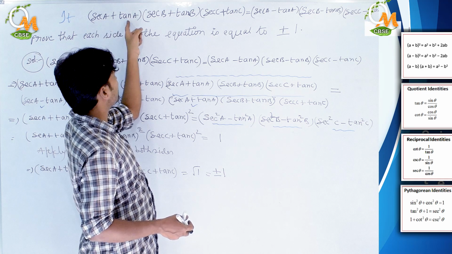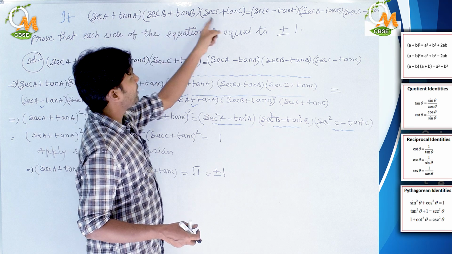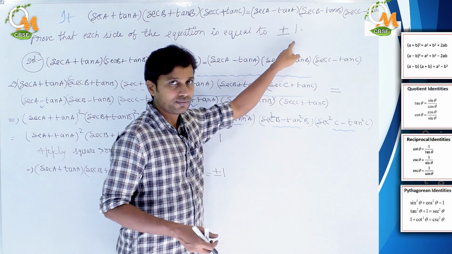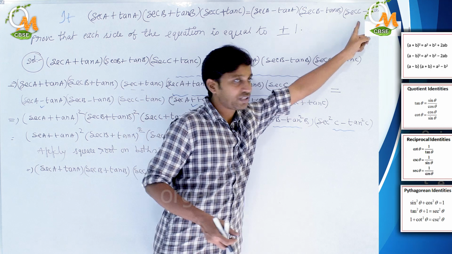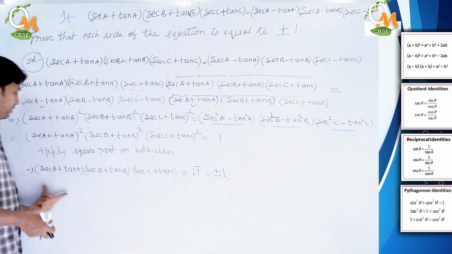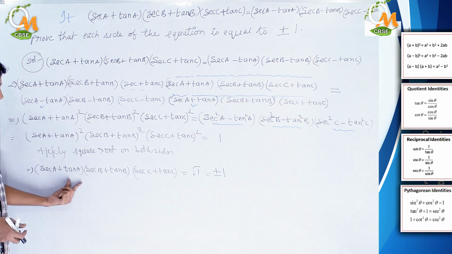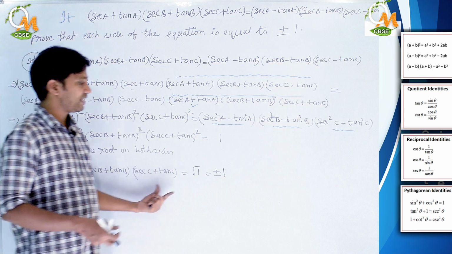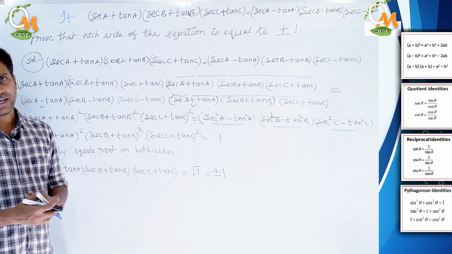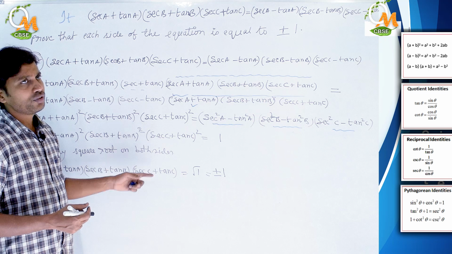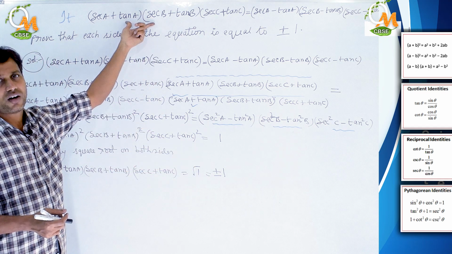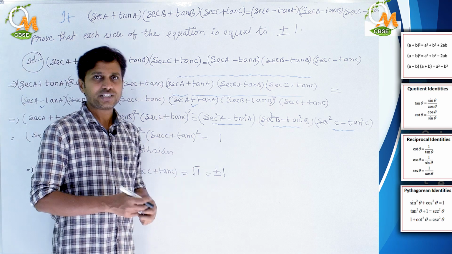So this side of the equation is secant A plus tan A into secant B plus tan B into secant C plus tan C. The value of this should be plus or minus 1. First we have shown it like this: secant A plus tan A into secant B plus tan B into secant C plus tan C equal to plus or minus 1. So we have shown that this expression is equal to plus or minus 1, so the LHS part is equal to plus or minus 1. We got it.